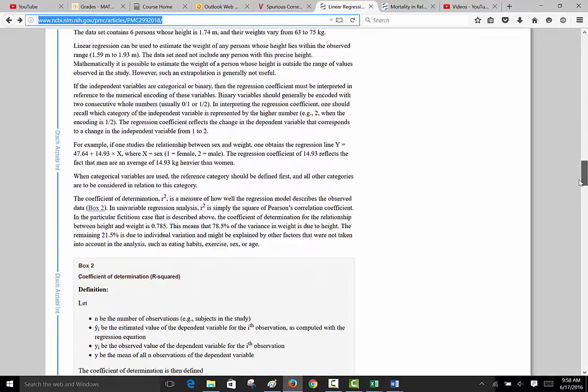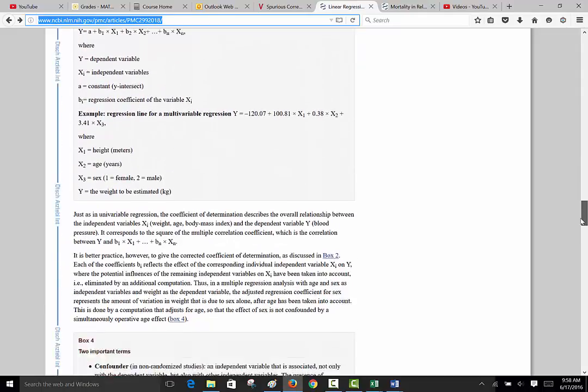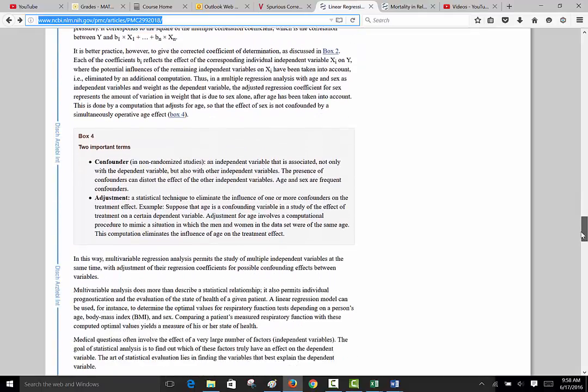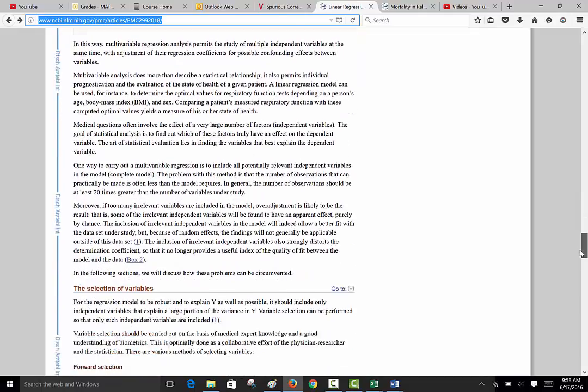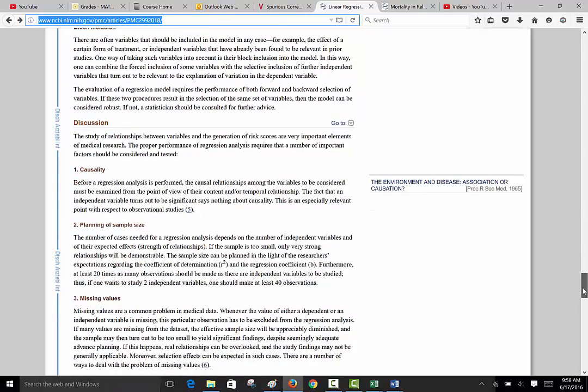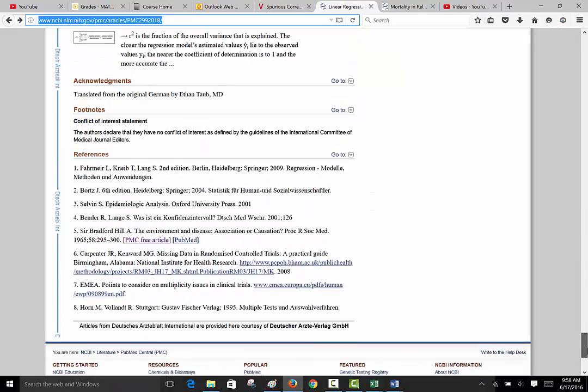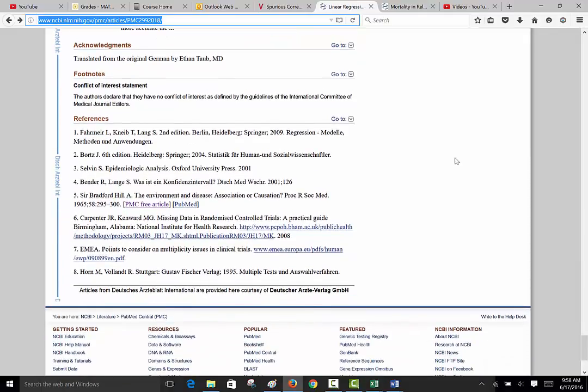They talk about some of the studies, some of the confounding variables. There's the confounder, selecting your variables, and so on. So this is a neat page, and then at the bottom they have some references. And I clicked on this one. They talk about association or causation.